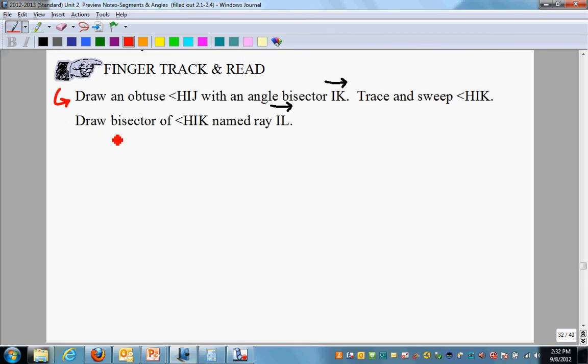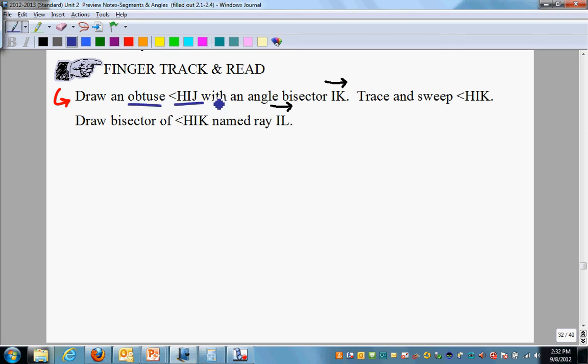Okay, welcome back. Let's see how you did here. It says, draw an obtuse angle HIJ with an angle bisector IK. Trace and sweep HIK. Draw a bisector of HIK and name the ray IL. A lot of words. Let's break it down.